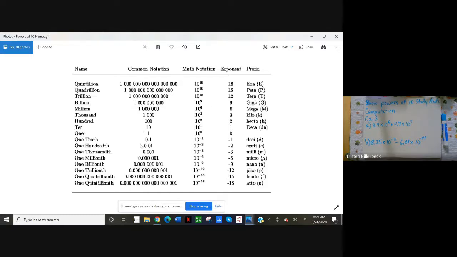Okay, so then when we go down here, we have 1/10 is 10 to the negative 1. 1/100th, 10 to the negative 2. So deci, centi. 1,000th, 10 to the negative 3, is milli. 1,000,000th, 10 to the negative 6, is micro. And 1,000,000,000th, 10 to the negative 9th, is nano.